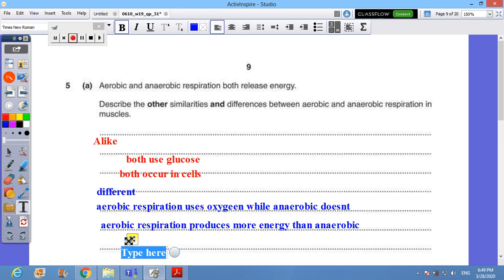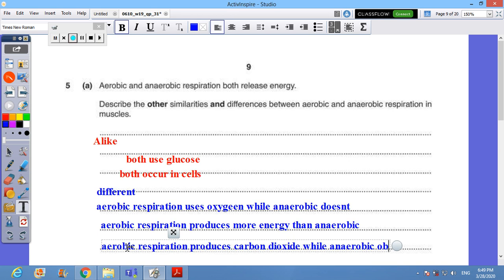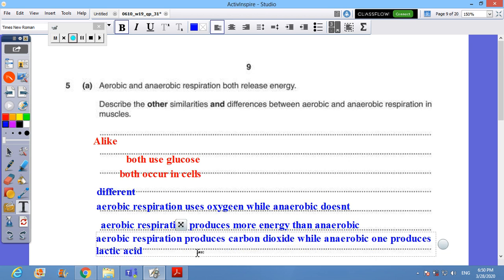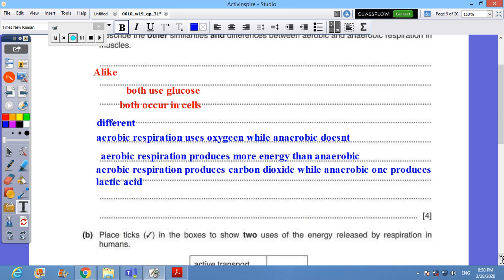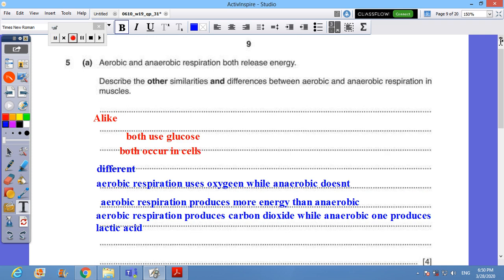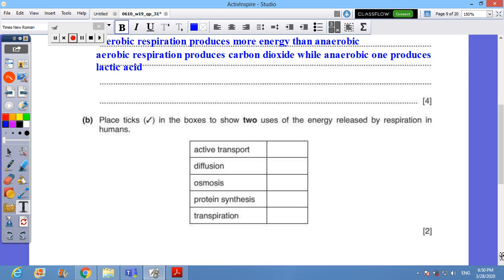What do both of them produce? Aerobic respiration produces carbon dioxide, while anaerobic one produces lactic acid. Now you may remember that anaerobic respiration produces carbon dioxide as well in microorganisms, but don't forget that the question is about a particular part, which is the muscles. In the muscles, no carbon dioxide, there is lactic acid. Pay attention.